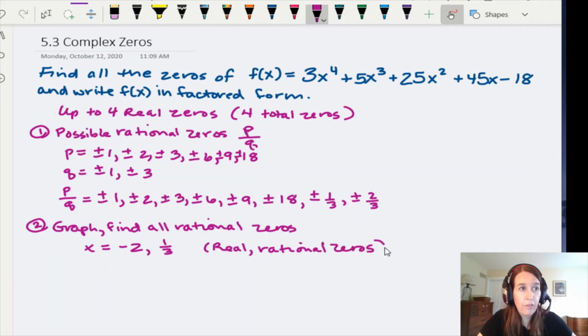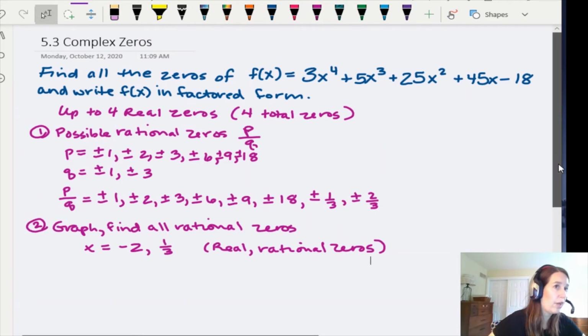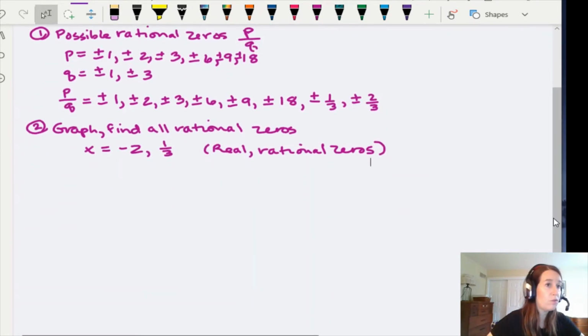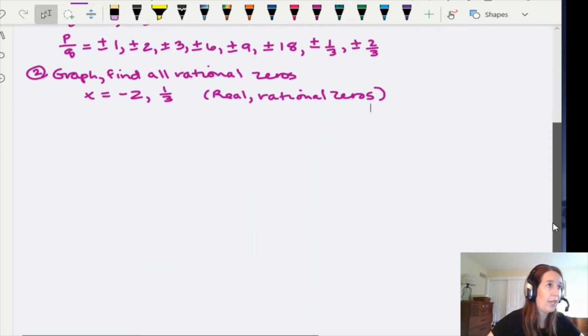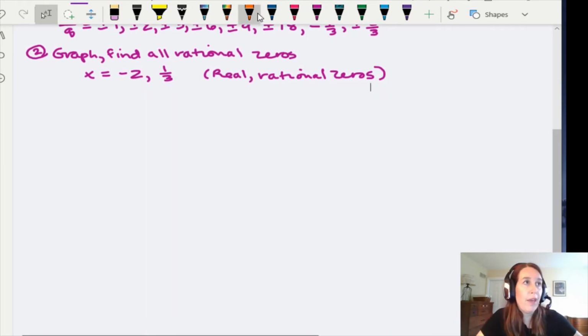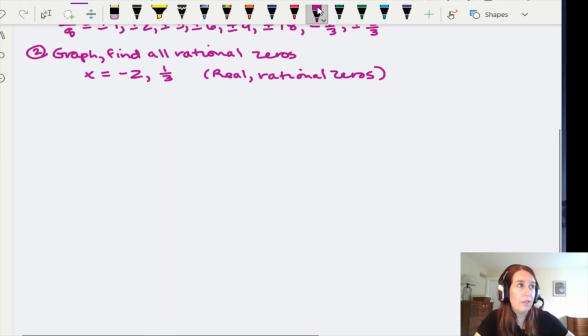Looking at our function, since we have 4 total, that means that there are 2 complex zeros, and our task now is to find those as well. We're not going to find those from a calculator. We have to find those by hand. The method is the same though as in the last section.